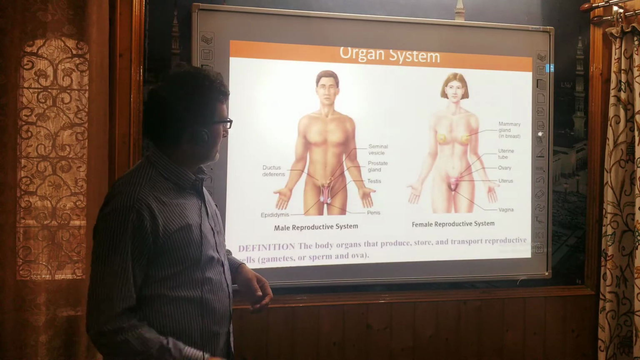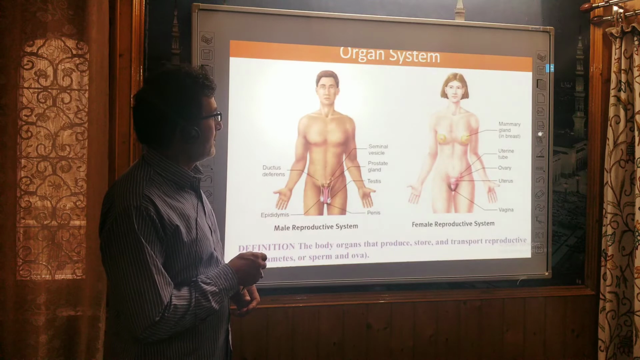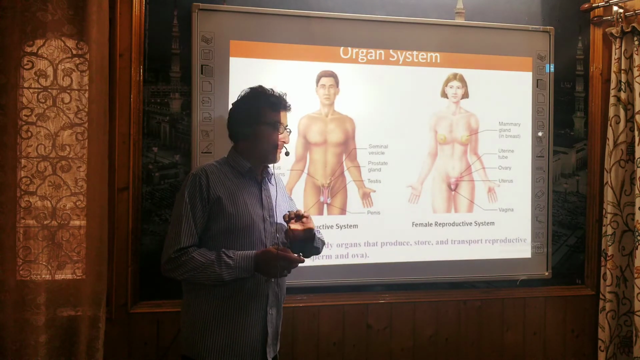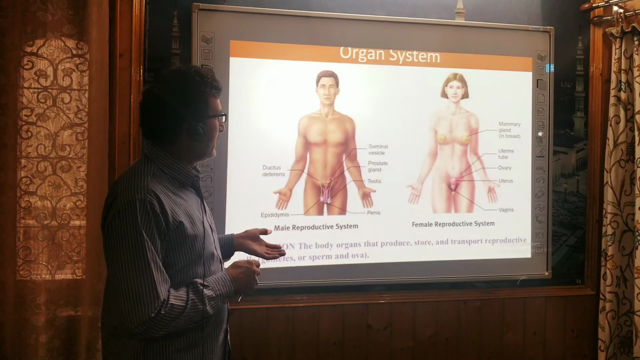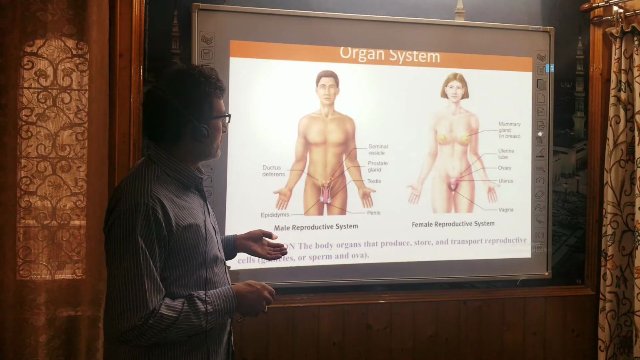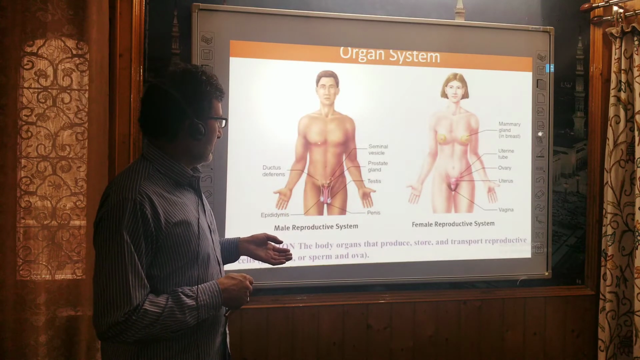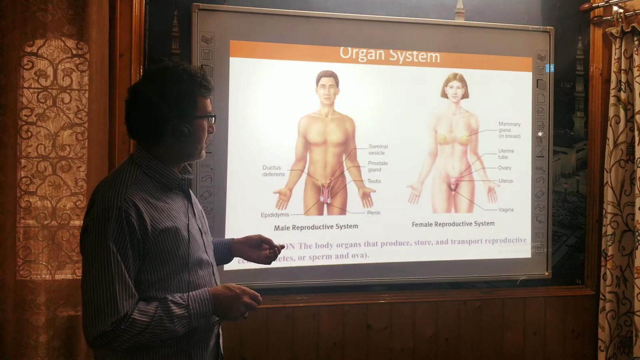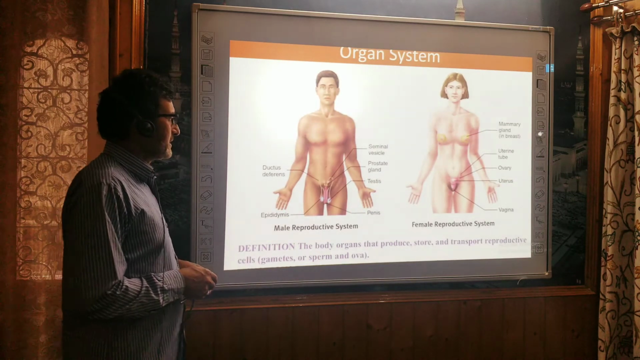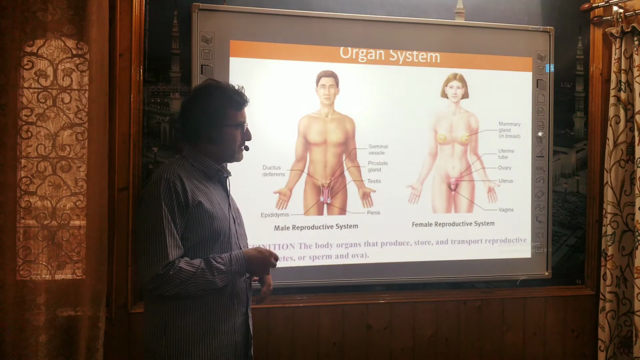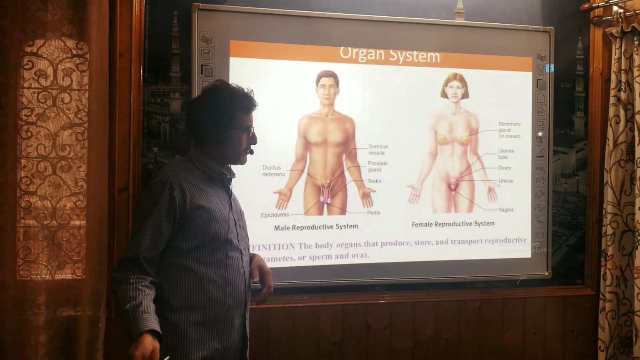This is the reproductive system. Human beings have sexual dimorphism. Male is separate, female is separate. Male reproductive organs are totally different from the female reproductive organs. Males have poorly developed mammary glands, whereas females have developed mammary glands for feeding the young ones. Male has a separate reproductive system, female has a separate reproductive system.